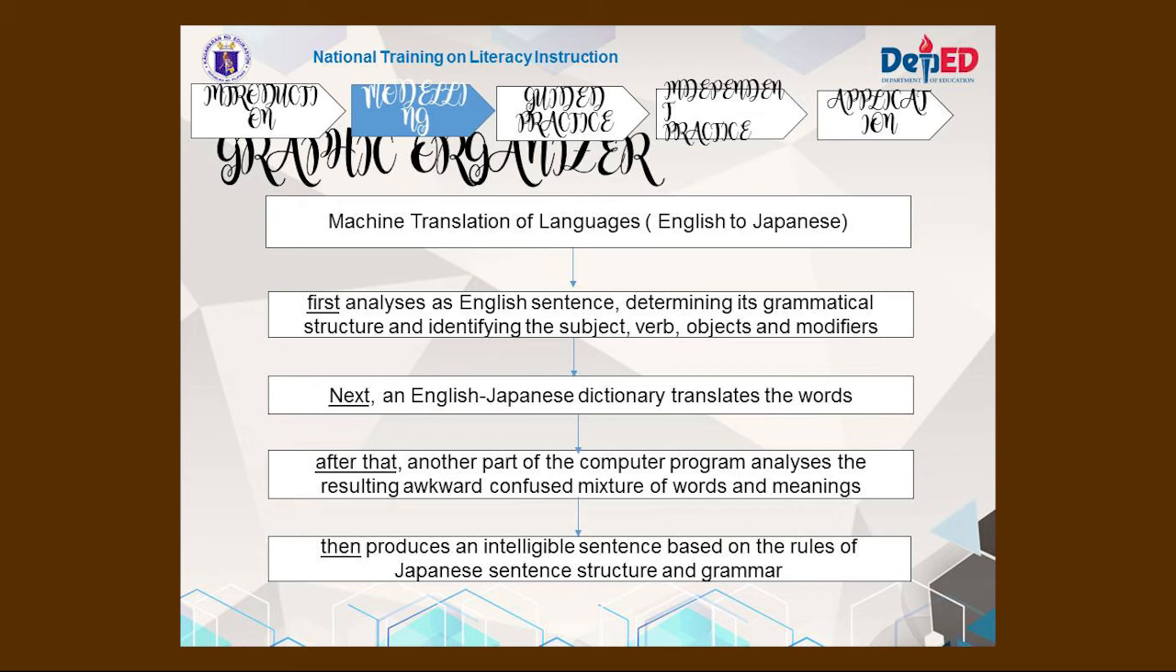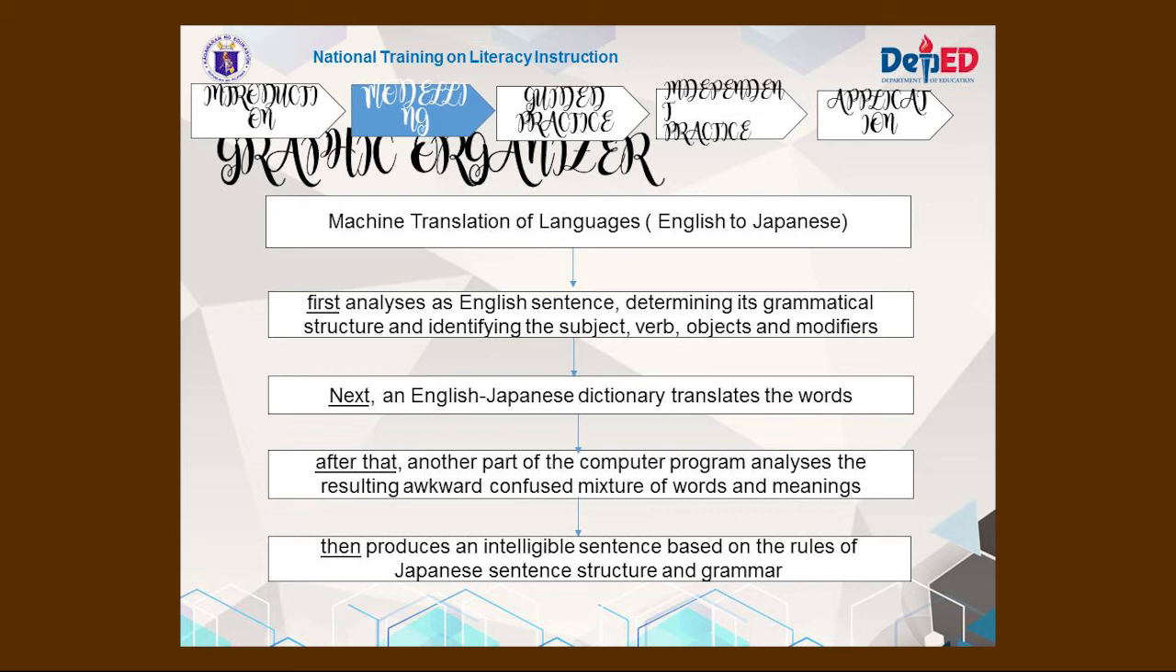Now, for me to have a visual representation of the text, I will use a graphic organizer. This time, class, I will use the string pattern. Okay? I'll give a title to this: Machine Translation of Languages, English to Japanese.